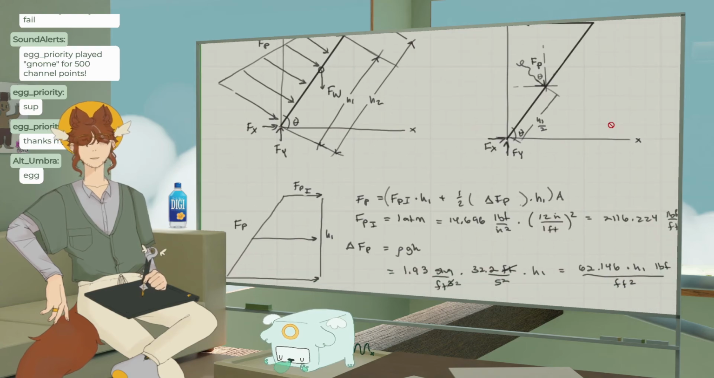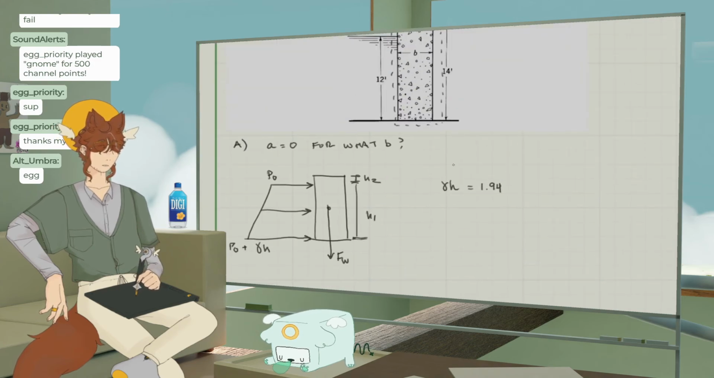No, I have to add the 2. I should just memorize 2116.224. What if I just pull that out?